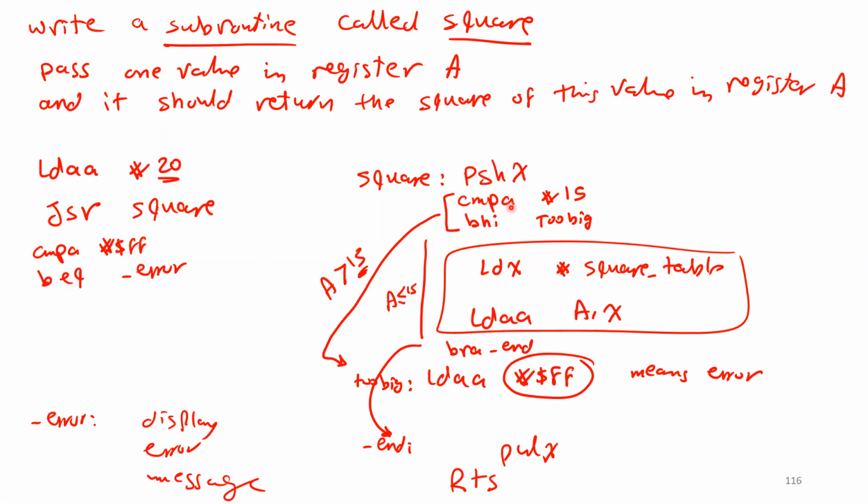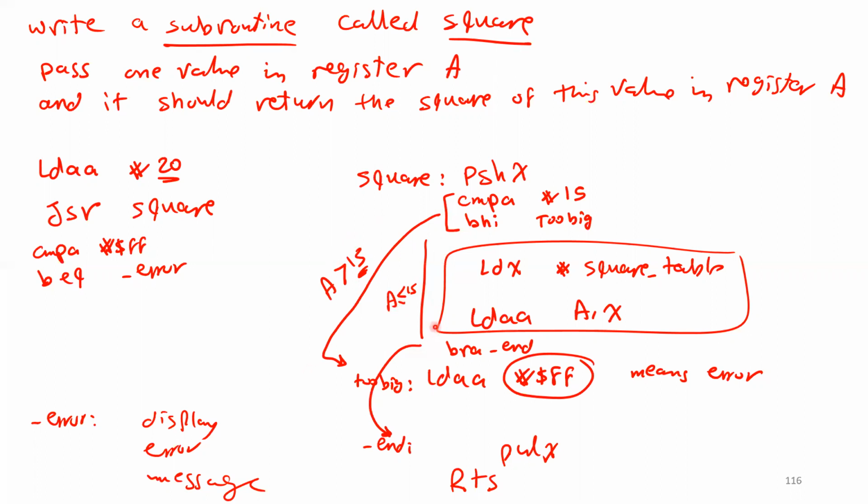Look here, guys. I'm going to compare A with 15. If it is higher, I'm going to go to a location I call too big. So I'm going to come here, as you see, to the location too big, and then I'm going to store FF and return. So FF means it's an error. If your number is not greater than 15, this branch should not be taken. So again, if A is greater than 15, I'm going to come this way. If A is less than or equal to 15, I'm going to come this way. Okay?